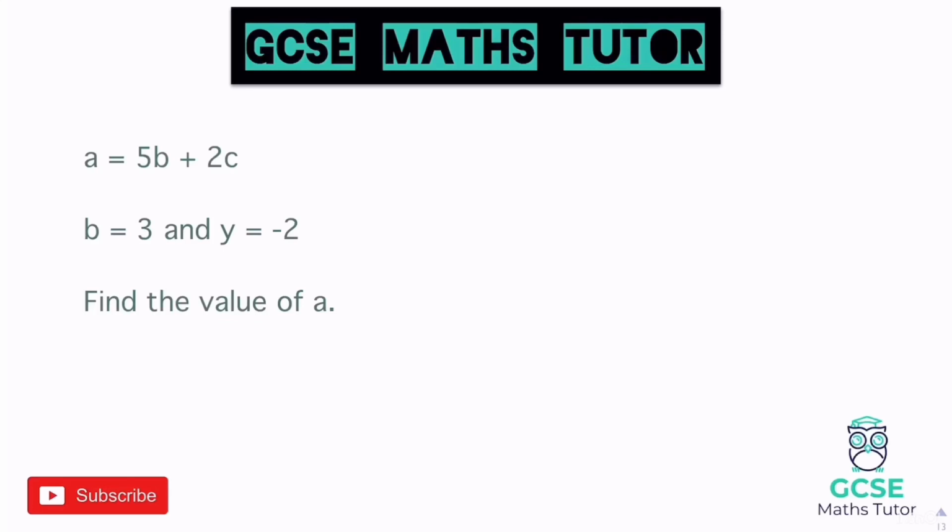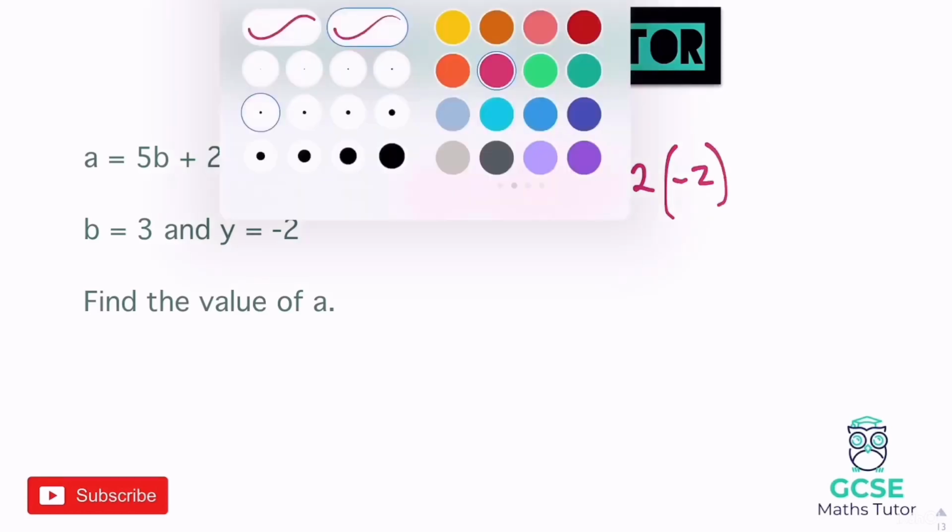So a equals 5b plus 2c, b equals 3 and c equals negative 2, find the value of a. So we're just having to substitute these numbers in. So we're going to find out what a is. So a is going to equal 5 lots of b, and when I sub a number in I always put it into a bracket. So we have 5 lots of b, which is 5 lots of 3, and then 2 lots of c, so plus 2 lots of negative 2. We put these in a bracket like that.